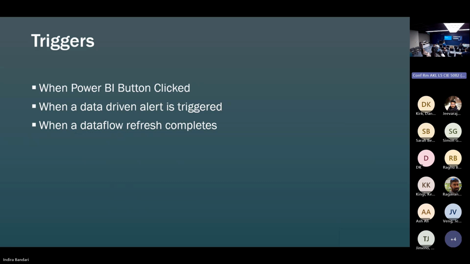There are three kinds of triggers: when a Power BI button is clicked; a data-driven alert, where in a Power BI report you can create data-driven alerts, which can be a trigger; and when a dataflow refresh completes. You can create dataflows for Power BI reports, and when that refresh completes, that could also be a trigger. Those are some examples of triggers.